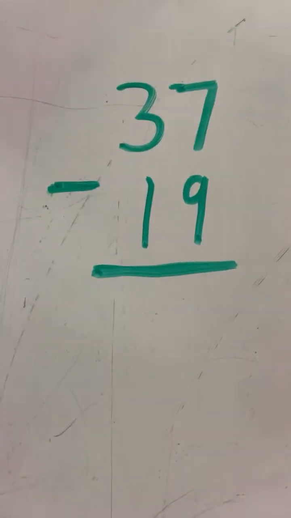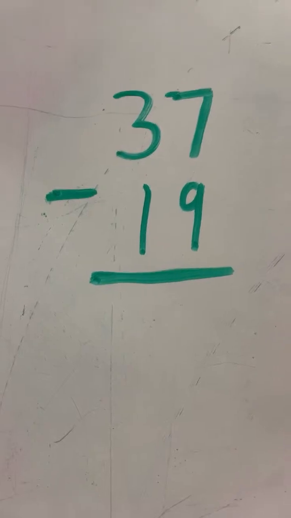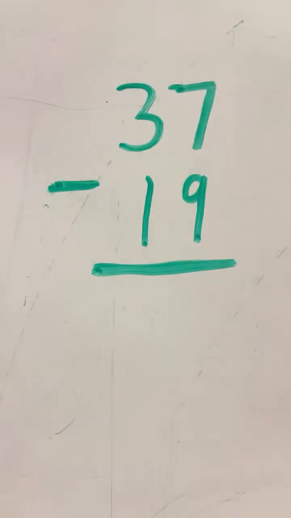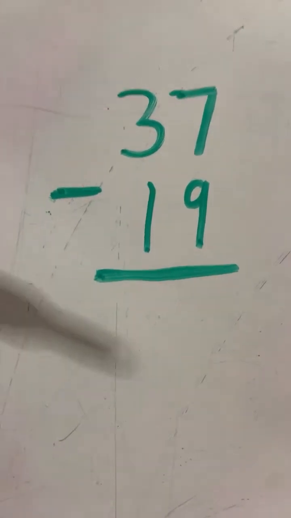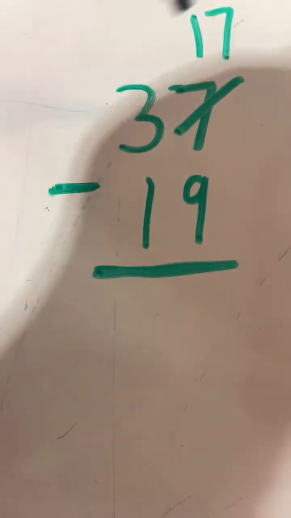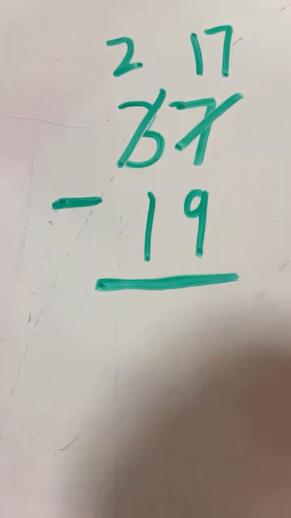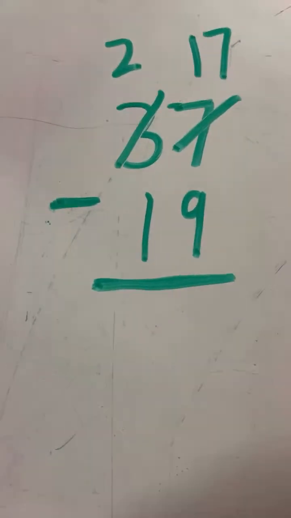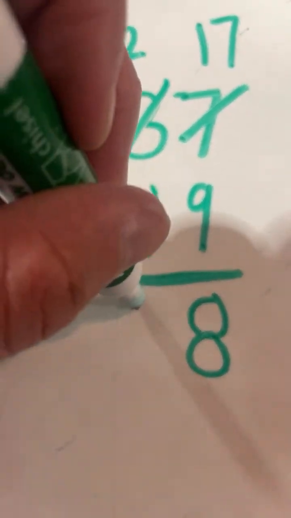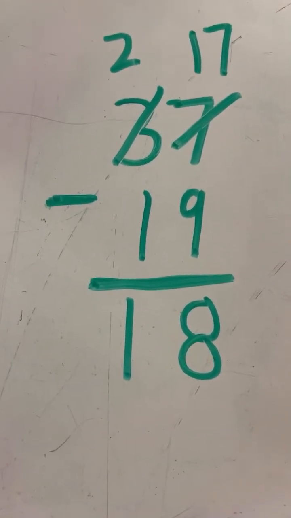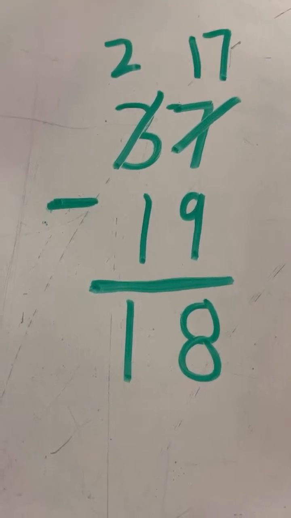37 minus 19, so looking at the digits, I see 9 is bigger than 7. We cannot start out with 7 and take away 9. We have a bottom digit that's bigger, so we have to regroup. So we're going to add a 10 to the ones place. The 7 is going to become a 17. And the 3 is going to become a 2. Now we're ready to subtract. 17 minus 9 equals 8. 2 minus 1 equals 1. And we have our final answer. 37 minus 19 equals 18.